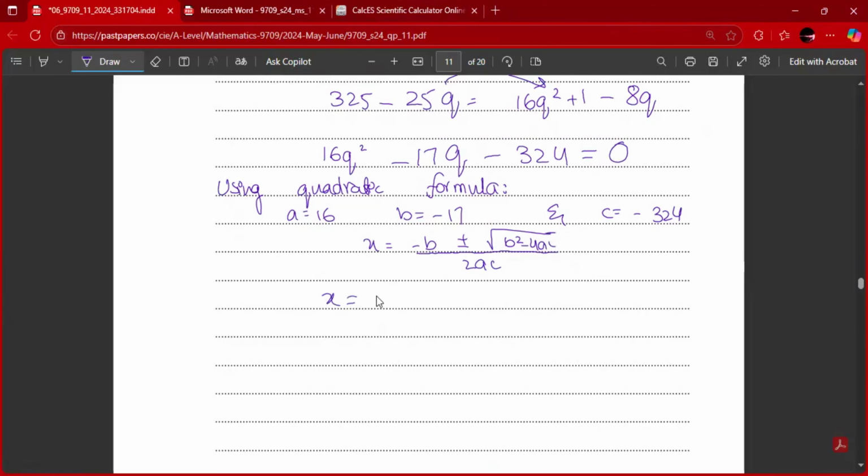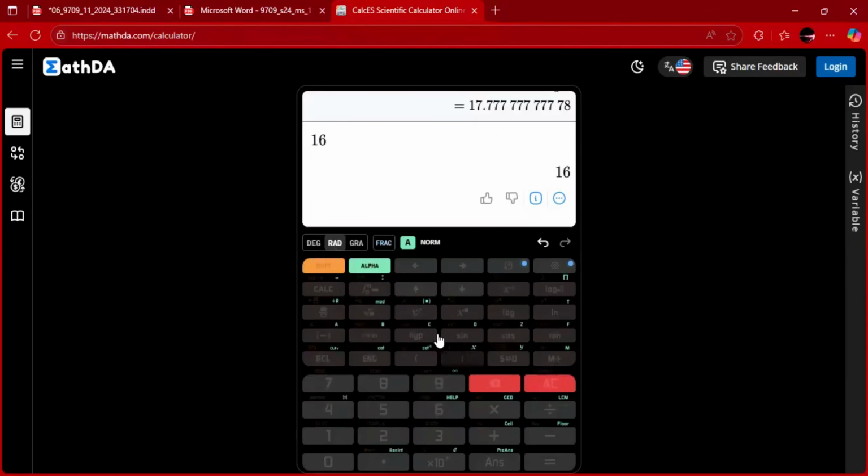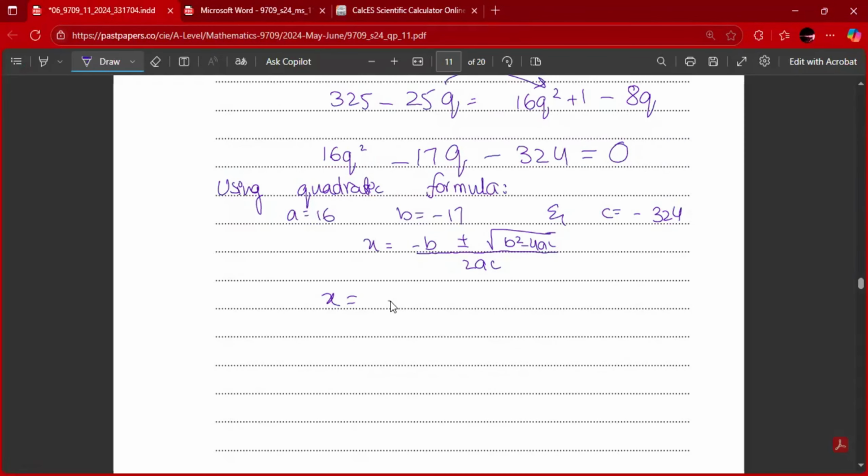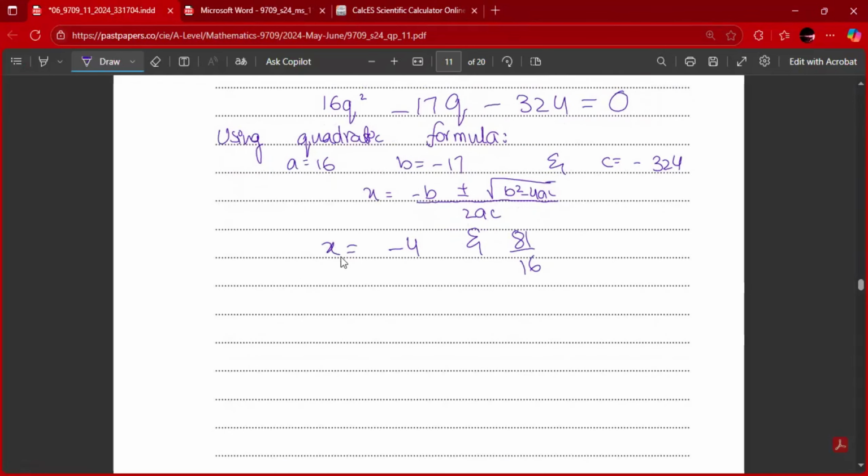Now we're just going to write the solution, not the values. Simple shortcuts. Now we have 16x squared minus 324 minus 14. Okay, so we have two values: 81 over 16, and minus 4 over 9. Here x is actually q, so we're going to ignore the negative value and just take the positive value.